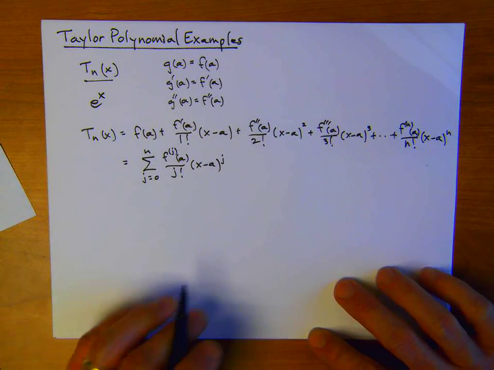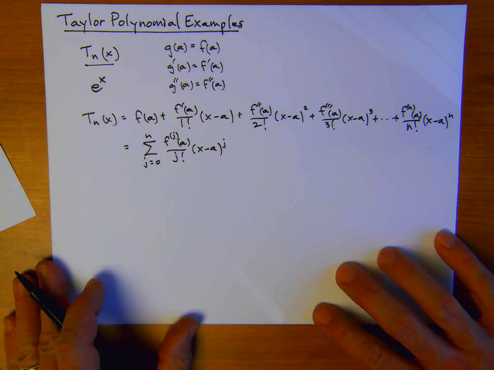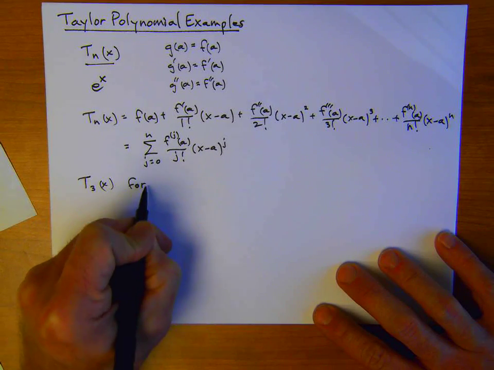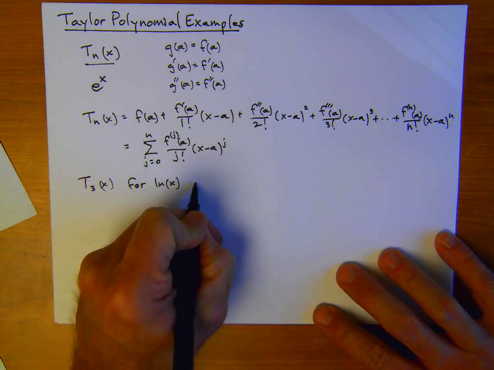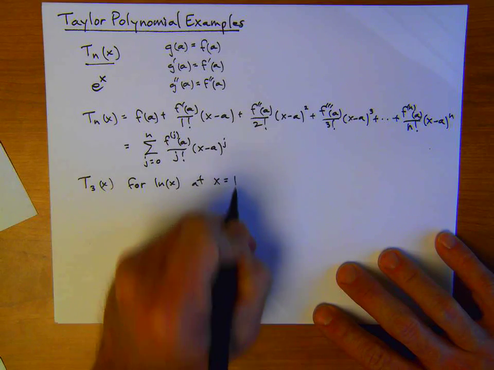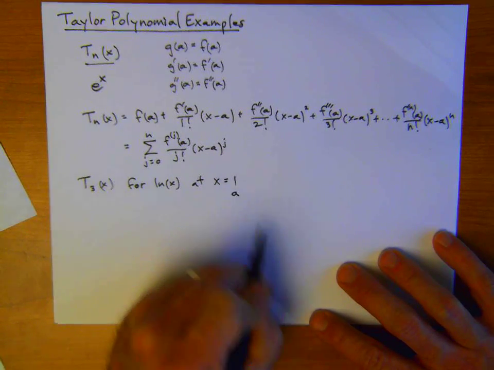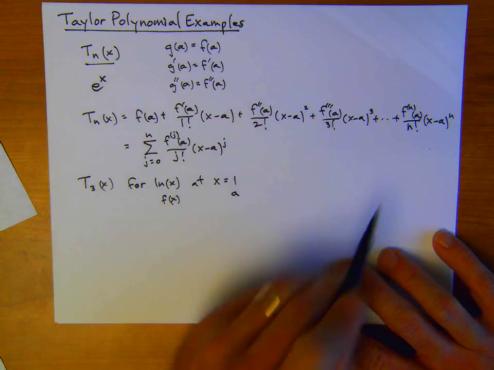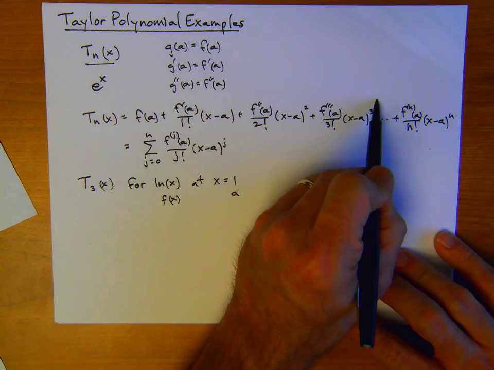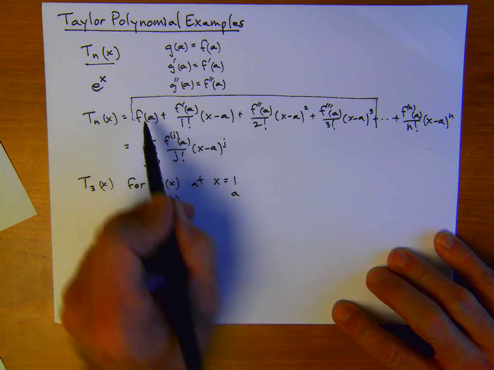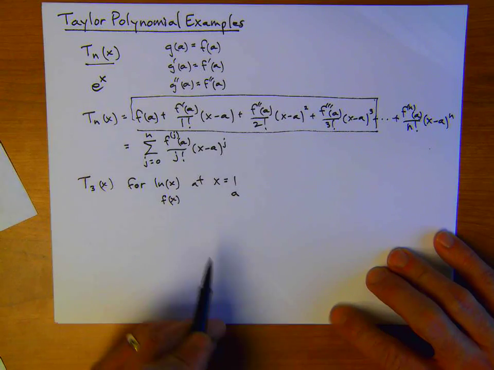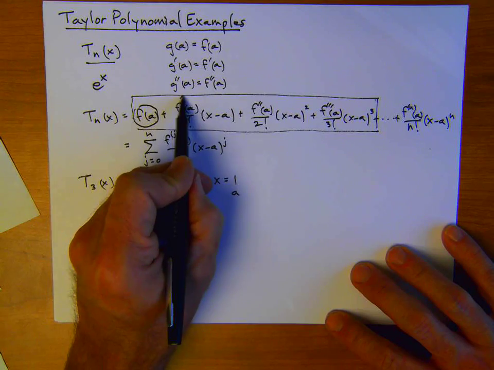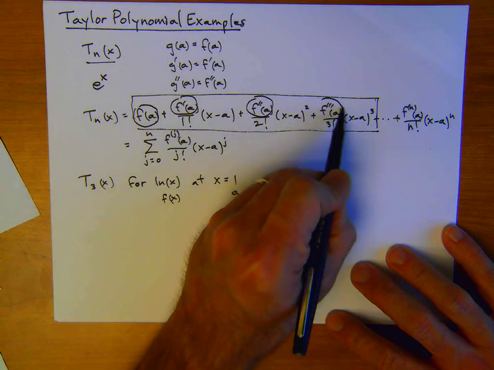So let's look at an example of how we might use this. Let's say we want to find T3 of x for natural log of x centered at x equals 1. So this is our a value, here's our f of x, and we want to just plug into this formula. If we're doing T3, we're going to go this far, so we need these 4 terms, and the main thing we're going to have to find are the f of a, the f prime of a, and f double prime of a. The rest of this doesn't really change.